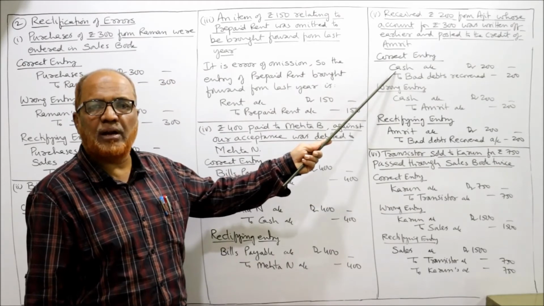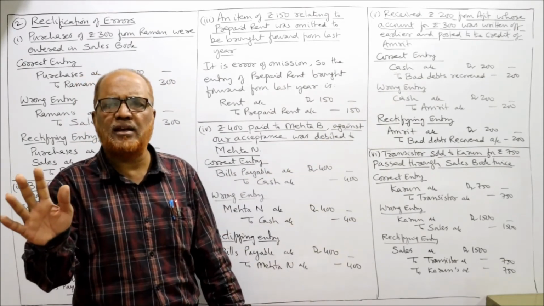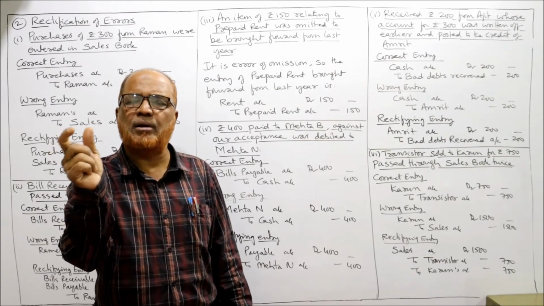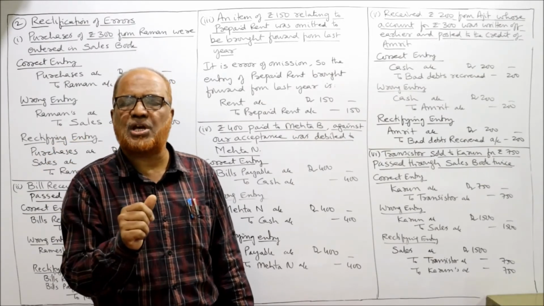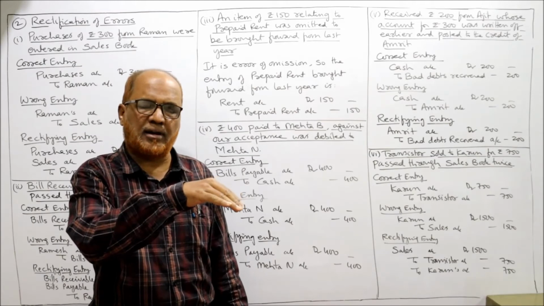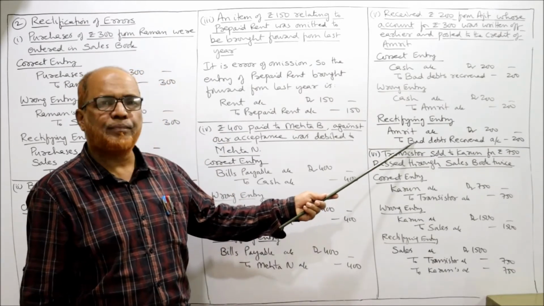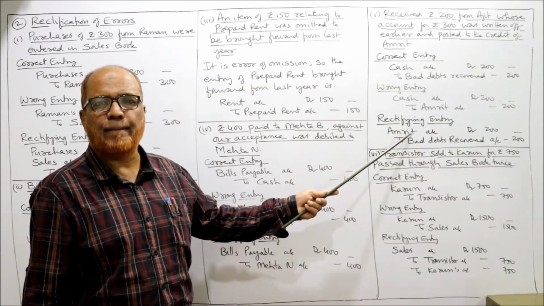Cash account should have been debited and it is debited. There is no error in cash. The error is that instead of crediting bad debts recovered, by mistake Amrit account is credited. Now we write back Amrit account. So Amrit account debit to bad debts recovered. This is the rectifying entry.